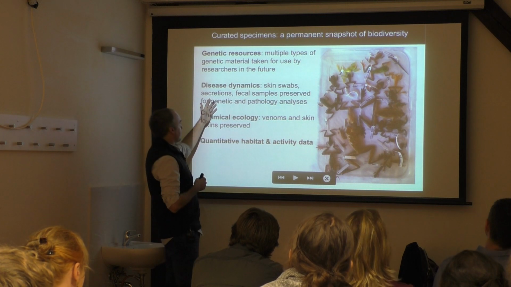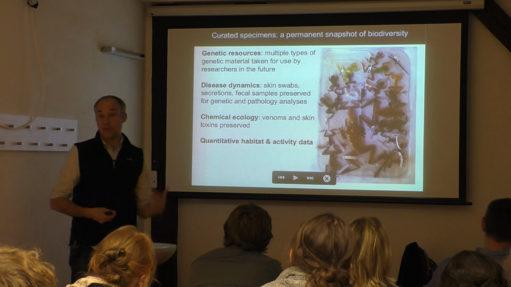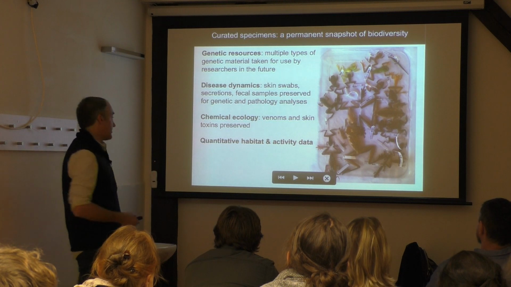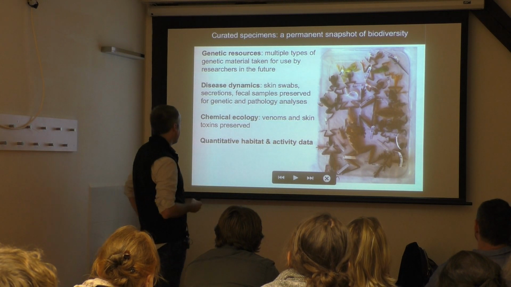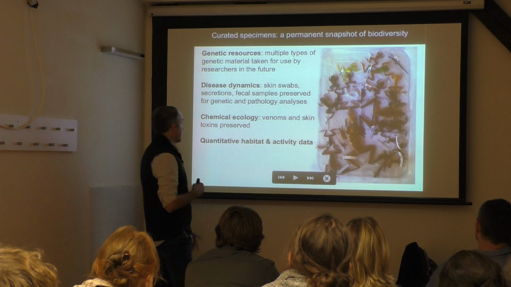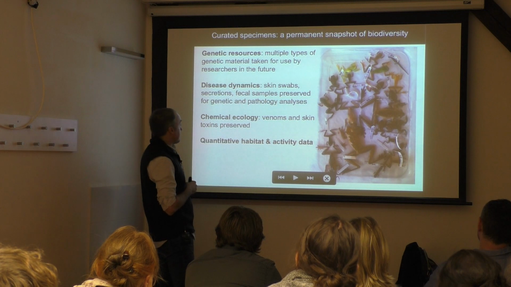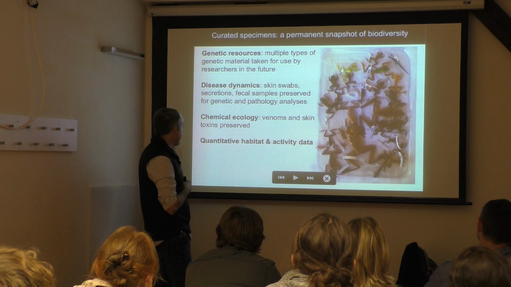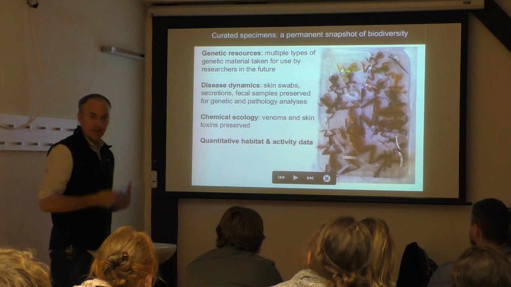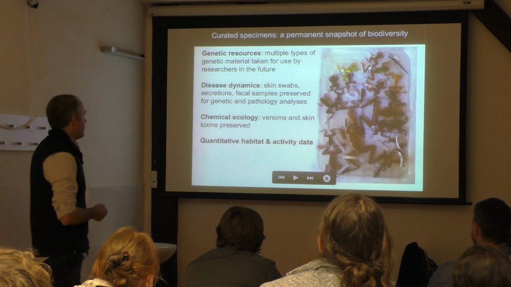We've got information for studying disease dynamics. We've got skin swabs and secretions and fecal samples. And so we already have people using these to detect emerging fungal pathogens affecting frog communities, for example, people using our data in publications for that. It's not my primary area of research, but I know a lot of other people want the data. We take snake venom gland samples and skin toxins from amphibians, and we take a lot of quantitative habitat, activity and abundance data as well. And all this basically gets accessioned with our specimens in our collections at Michigan.